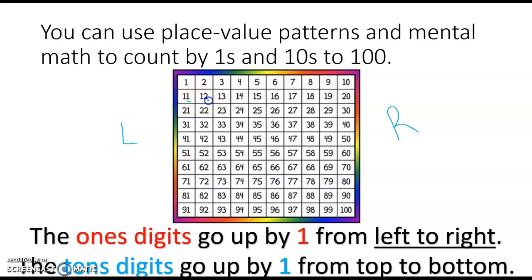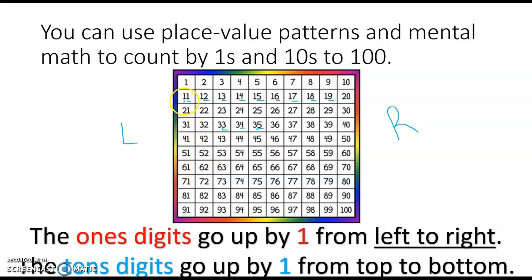So ones digit 1, 2, 3, 4, 5, 6, 7, 8, and 9. We're going up by 1 each time. So we could start at 33, and if we want to count by ones, we know that that ones place, that ones digit, needs to just go up by 1. So 33, 34, 35, and so on.